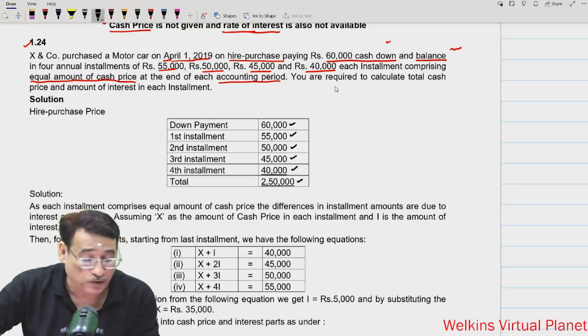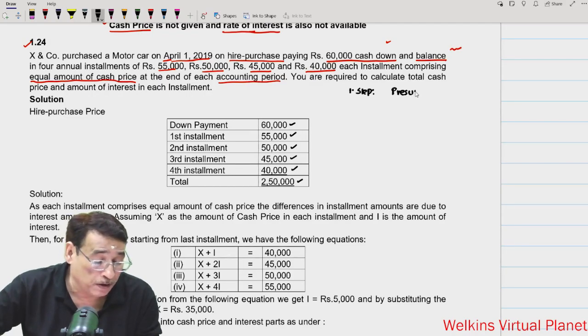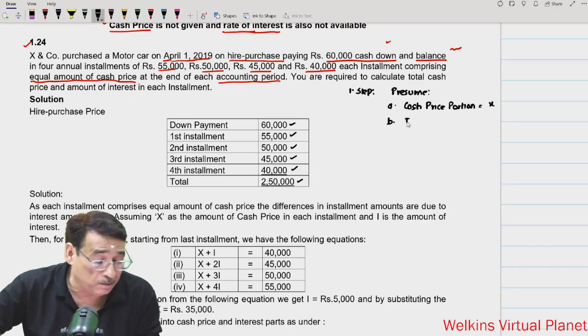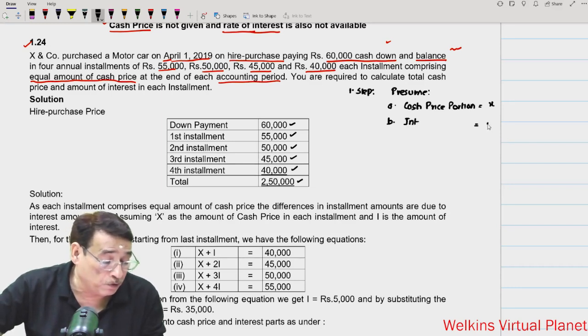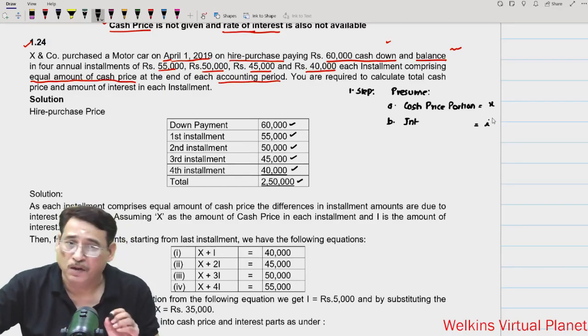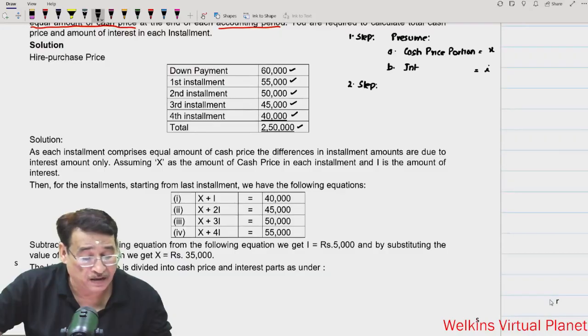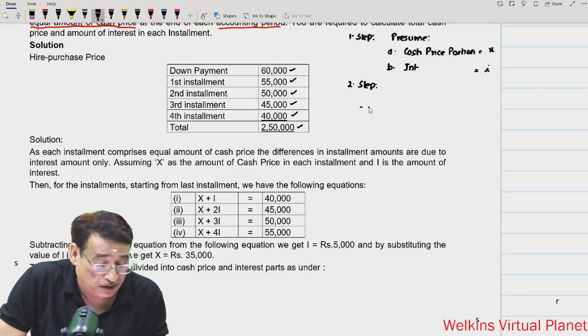Now, the first thing which you are supposed to do in order to solve such a question, under your first step, first of all, write: presume a cash price portion equal to X. Presume it equal to X and presume interest, because two variables are missing, as I. Correct? Is it clear to you? Then under the second step, to make you understand, I am making a tabular chart.